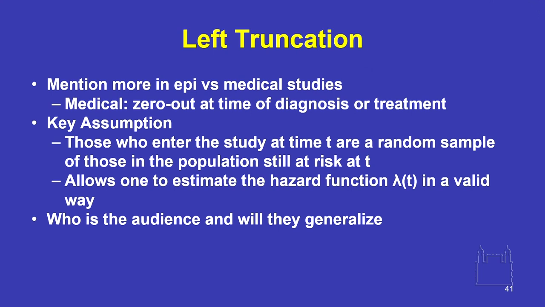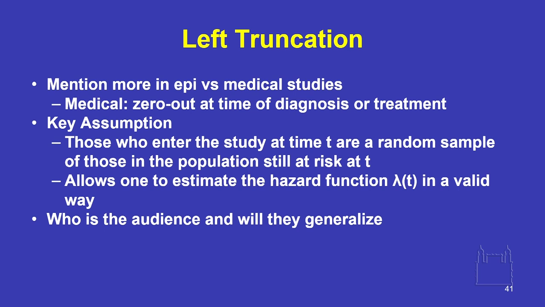So left truncation. The reason that people that are doing randomized trials don't worry about this as much and other studies is in medical sciences, we tend to zero things out at the time of diagnosis or time of treatment. But a key assumption for this is that anybody entering the study at some time T is a random sample of people in the population still at risk at time T. So again, just like this idea that if you do not sample well, you're going to have biased estimates. Same thing holds here in survival analysis.